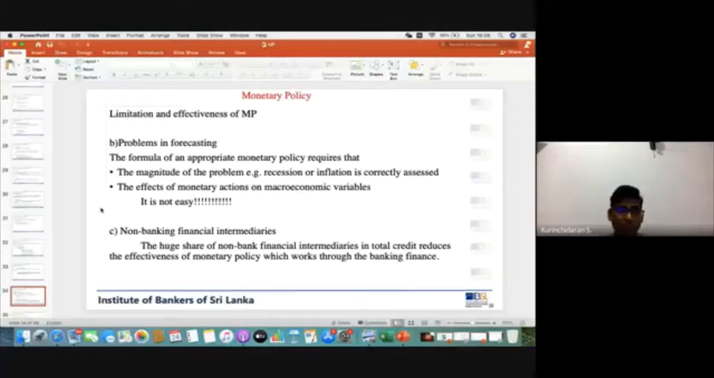And third, non-banking financial intermediaries. A huge share of non-bank financial intermediaries in total credit reduces the effectiveness of monetary policy, which works through banking finance. The problem is that monetary policy always goes through banks. But if in your economy non-bank financial intermediaries have a bigger share of activities, then monetary policy may not be effective as per our expectation.